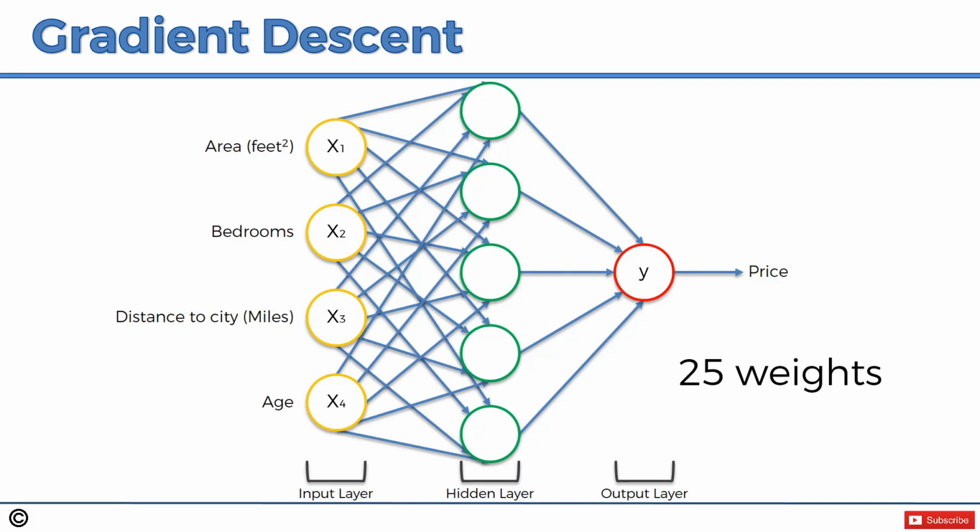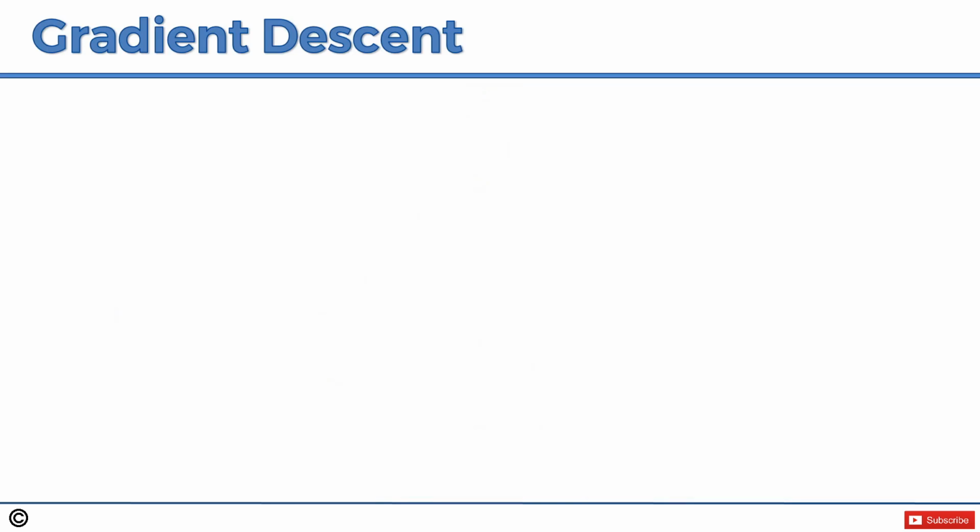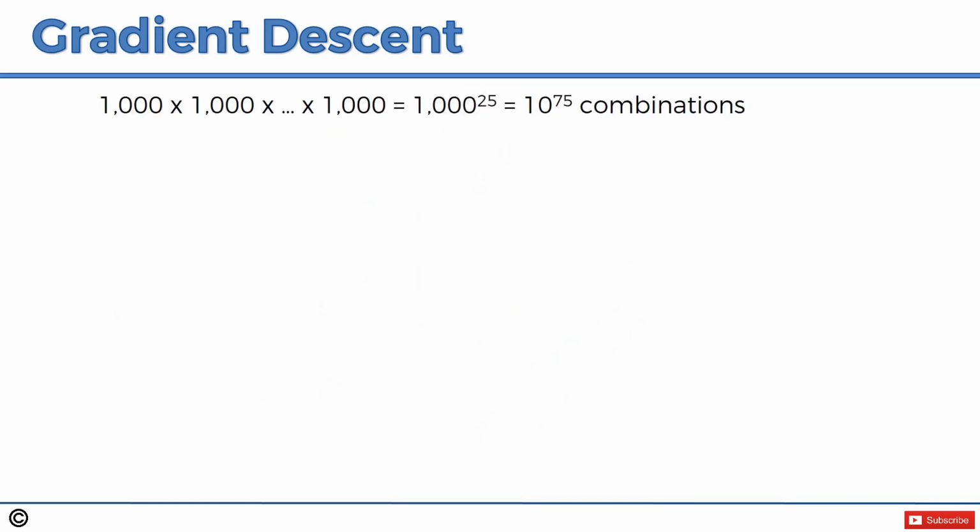It's a very simple neural network right here, just one hidden layer. How could we brute force our way through a neural network of this size? Well, let's do some simple mathematical calculations. We have 25 weights, so if we have 1,000 combinations to test for every weight, the total number of combinations is 1,000 to the power of 25, or 10 to the power of 75 different combinations.